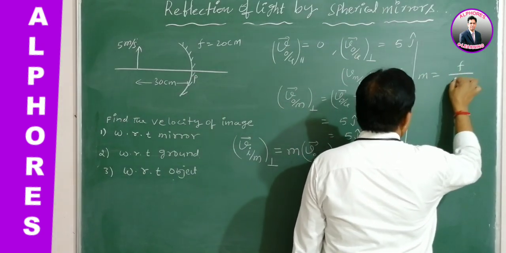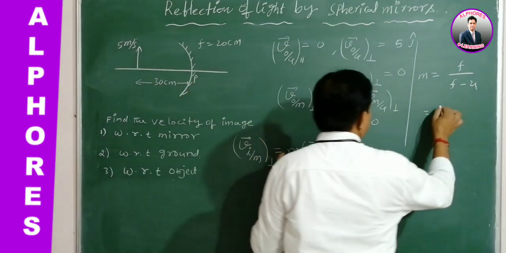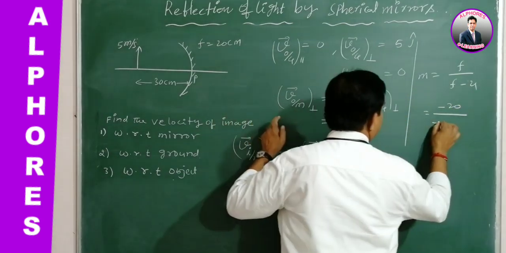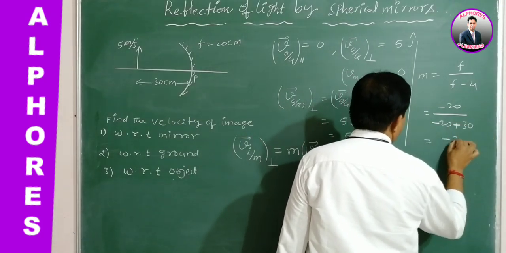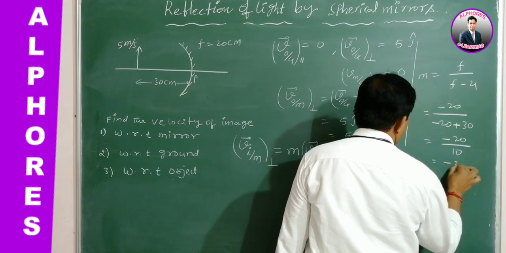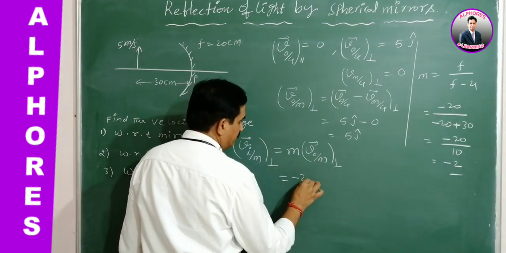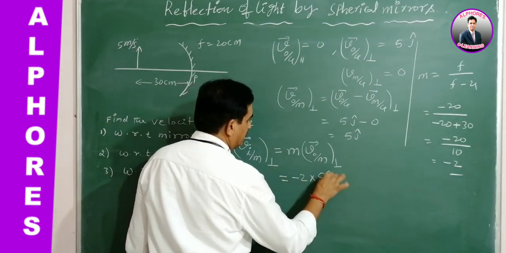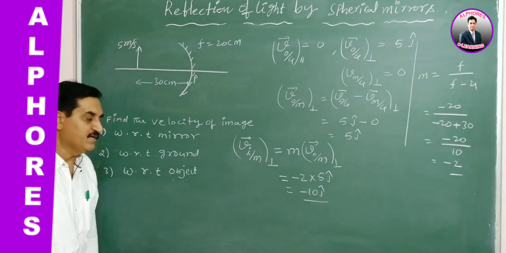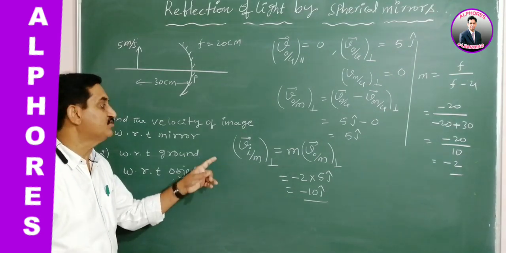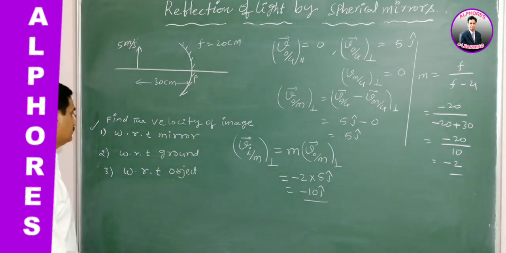Magnification equals f by f minus u. Here f is the concave mirror focal length, minus 20. So minus 20 by minus 20 minus minus 30, the object distance, which gives us minus 20 by 10, which is minus 2. Magnification is over. Then substitute over here: minus 2 into 5j gives us minus 10j. This is the velocity of image with respect to mirror. So the first question's answer is minus 10j, and the first question is over.